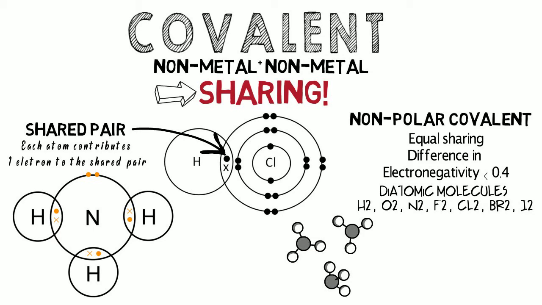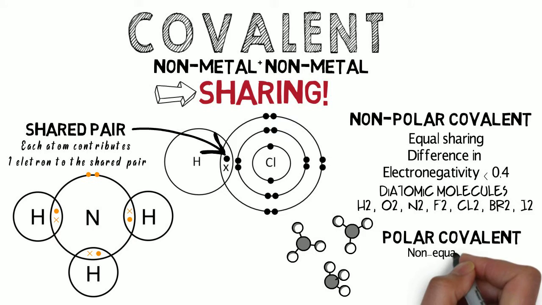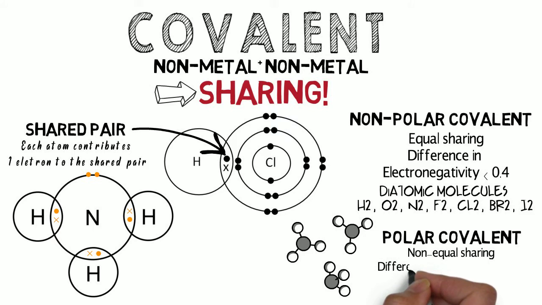Now, the second type of covalent bonds is the polar covalent. That's when we have non-equal sharing. When there's a difference in electronegativity, the more electronegative atom will attract the electrons to its side, so the electrons will be closer to the more electronegative atom. That happens when the difference is between 0.4 and 1.7.